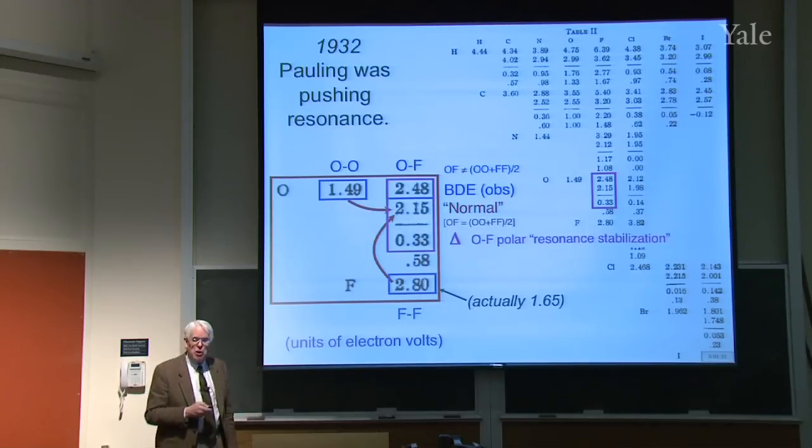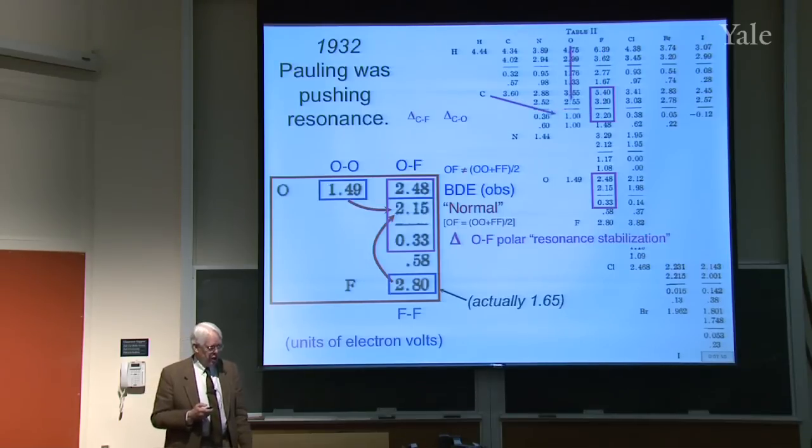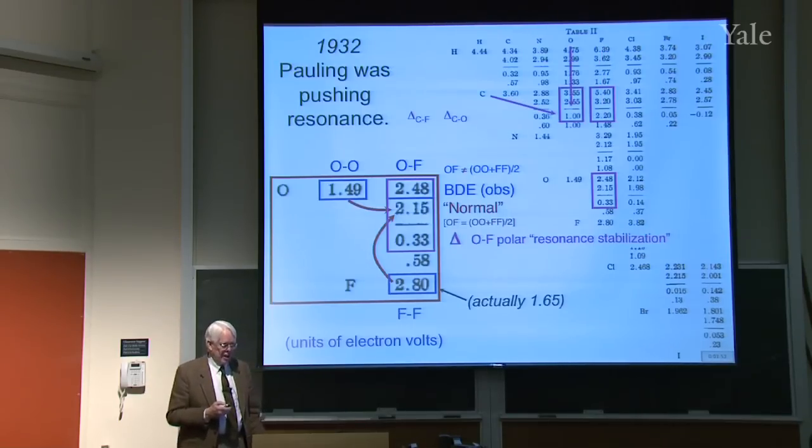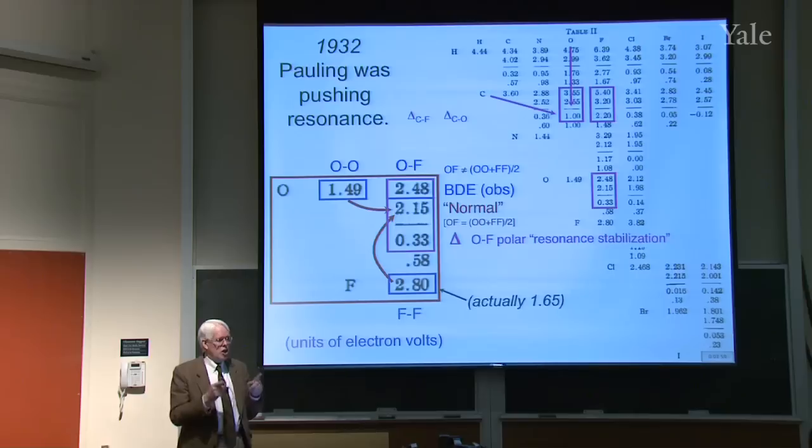Now, is there a way to predict how big that delta should be? Well, here's the same deal with carbon and fluorine. And notice that the delta for carbon and fluorine is 2.20, much bigger than between oxygen and fluorine, which was only 0.33. Or you could look in a different block and see what it is for carbon and oxygen. It's 1.0. So we know carbon to oxygen, how much it is. We know carbon to fluorine, how much it is. And we know oxygen to fluorine, how big it is.